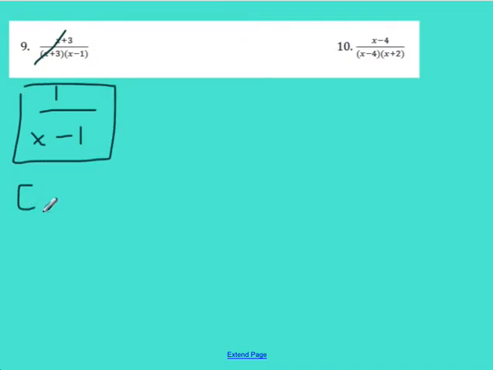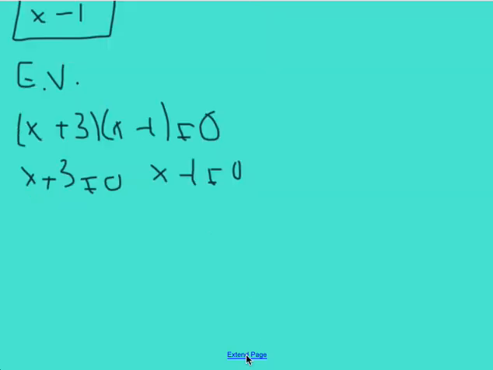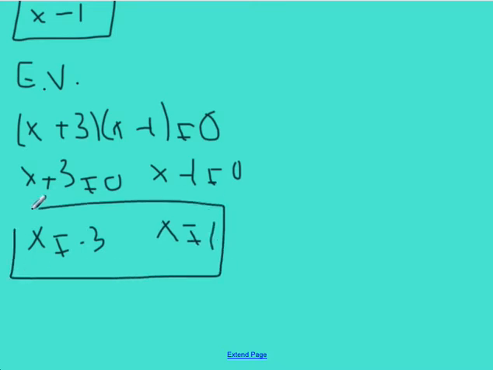To get my excluded value now, I need to figure out when x plus 3 times x minus 1 is equal to 0, and throw those values out. So what this is here is a zero product property problem. So what I'm going to do is I'm going to put x plus 3 and say that cannot be equal to 0, and x minus 1 cannot be equal to 0. So here, subtract 3 from both sides, and you get that x cannot be negative 3. Here, add 1 to both sides, and you get that x cannot be 1. So those are your excluded values for number 9.